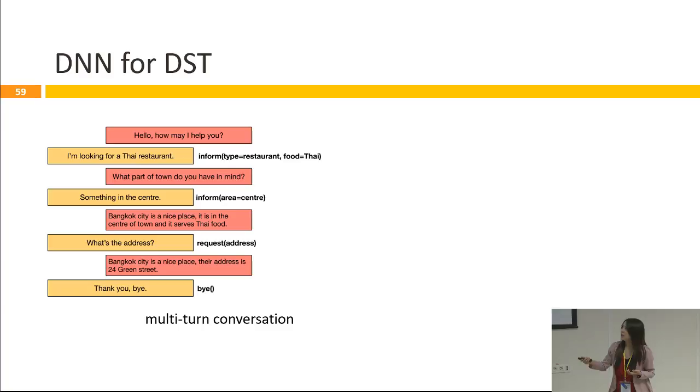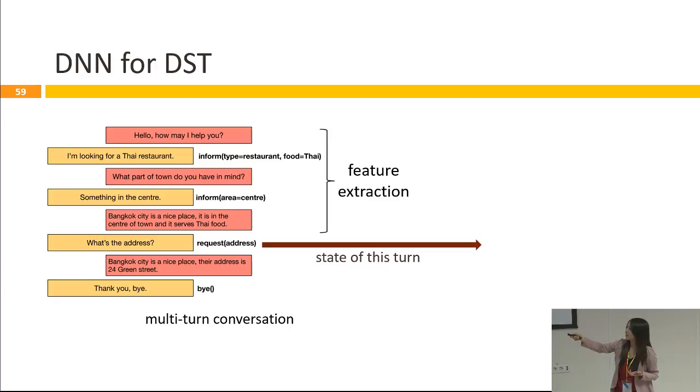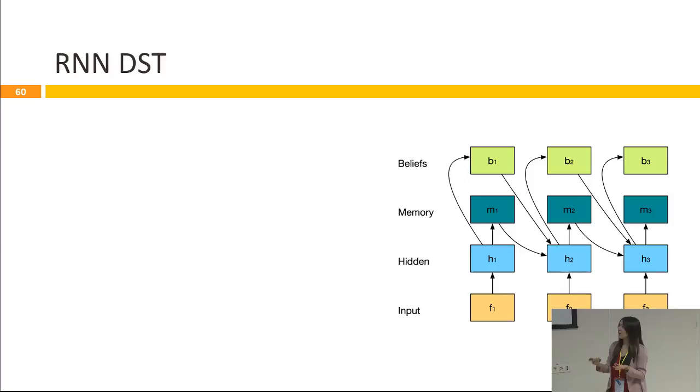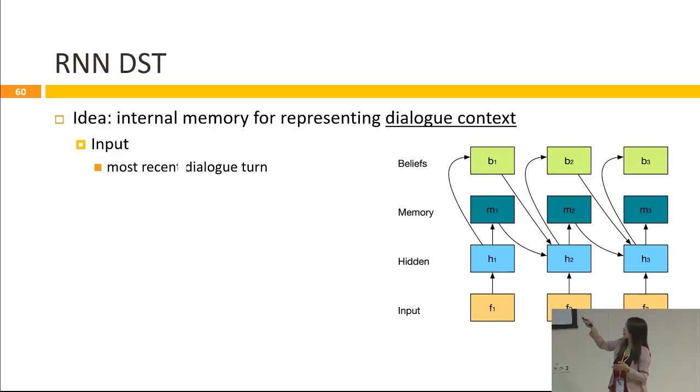So how can we do that? In a deep neural net, we can automatically extract the features here. This is the current turn. We need to estimate the dialogue state, so we extract the features from the previous turns and then do the estimation. We can estimate a slot value distribution using this architecture. So you can imagine a DNN is not enough. We can consider using an RNN because it handles the temporal sequence. So we can allow different types of information to propagate from different memory and belief. Then we estimate the dialogue and the belief of the dialogue state.